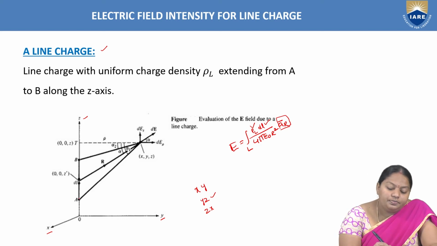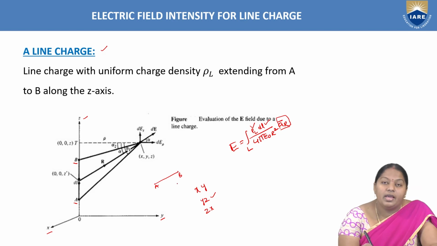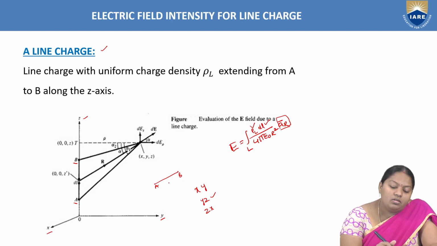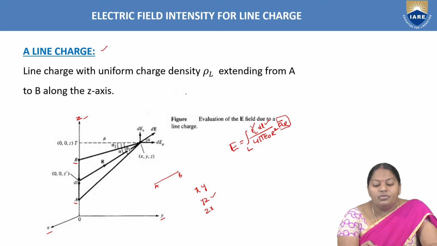Hence, if we observe this thick line placed between point A and point B, that is the finite length of the conductor. It means we'll consider one conductor with two end points of finite length, denoted A and B. And this is placed along the direction given by Z. So the finite length of the conductor is placed along the Z direction. That's why the line charge with uniform charge density rho L extends from A to B along the z-axis.